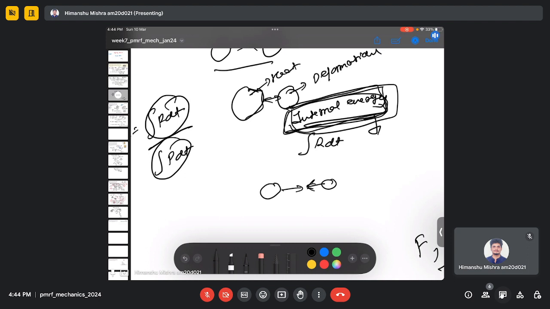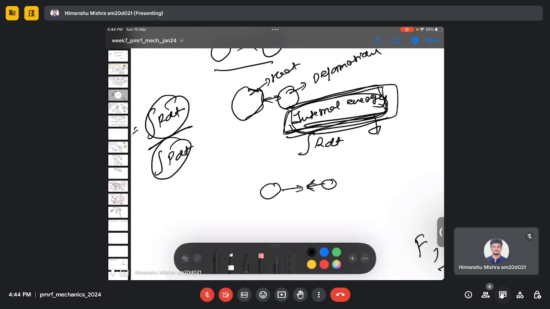If you add this part, it becomes very difficult to determine the final state. So most of the time, if you don't consider this internal energy part, then you can use the conservation of energy for the elastic case, and you can proceed to solve the problem. But it is using conservation of energy alone.